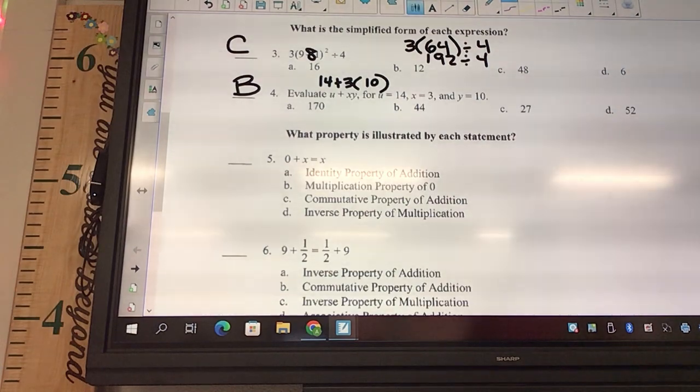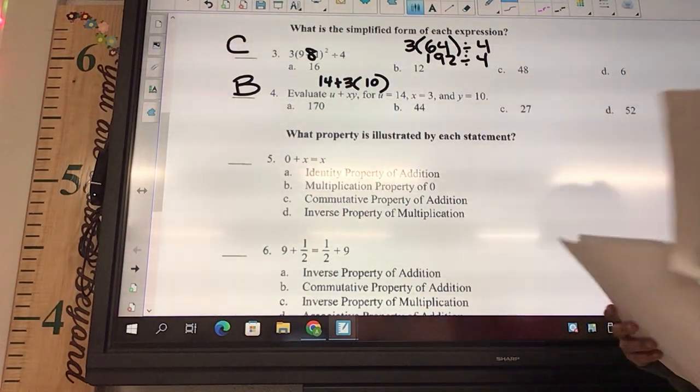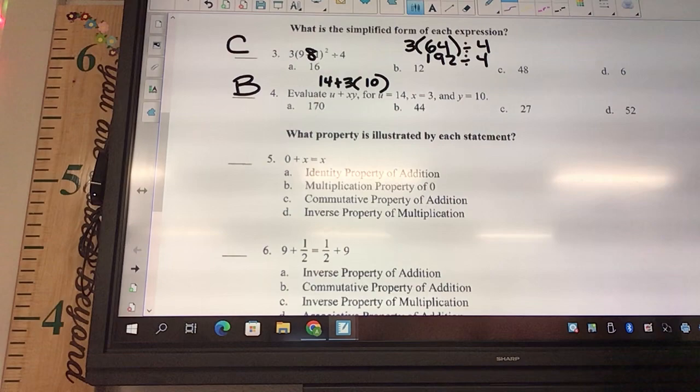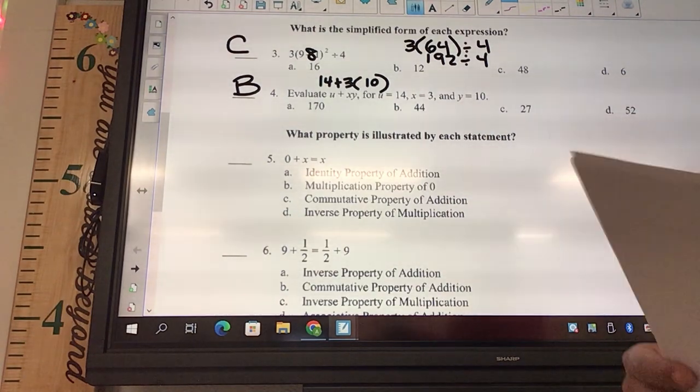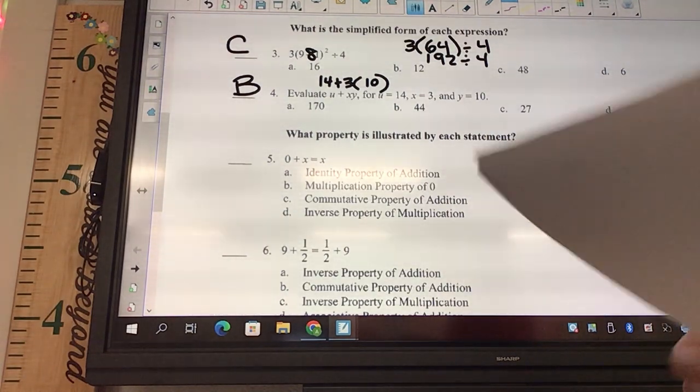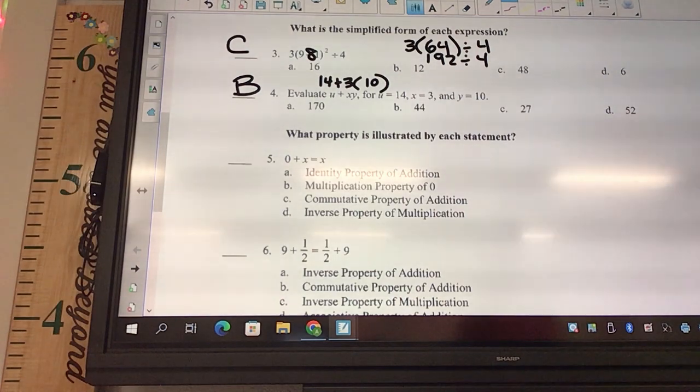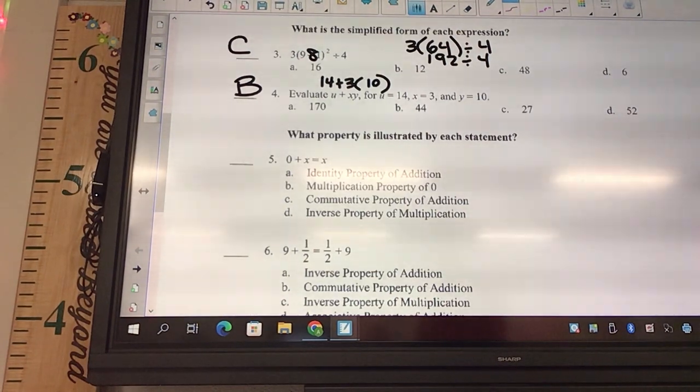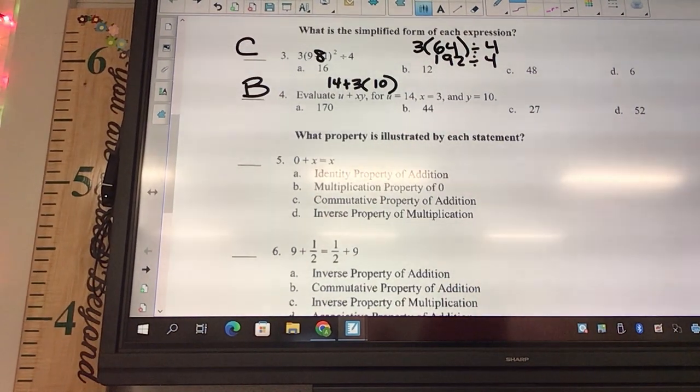Okay, number 5. Okay, it's about properties. Three is what? C.